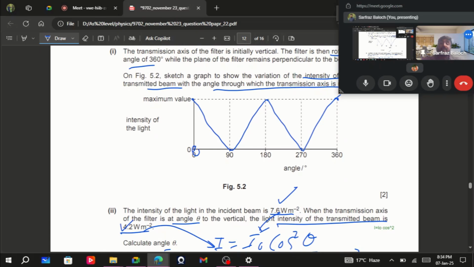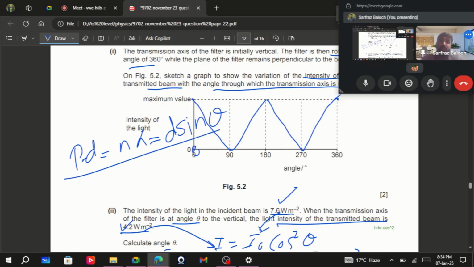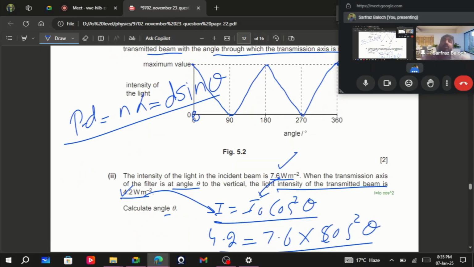One thing I remembered is what formula you can use for path difference. So path difference is equal to n lambda, or you can use d sine theta. Lambda equal to d sine theta, and here n is the number of order. Okay.